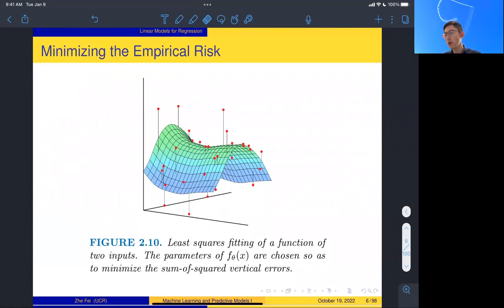Here's an illustration of what we mean by minimizing the empirical risk. Essentially we have x1 and x2 as our inputs, forming the plane, and the vertical axis is y, the output. All the red dots are the observed data, or the training sample that we have. Given x1 and x2 values, we have the y value, and we see there may be some random error as well.